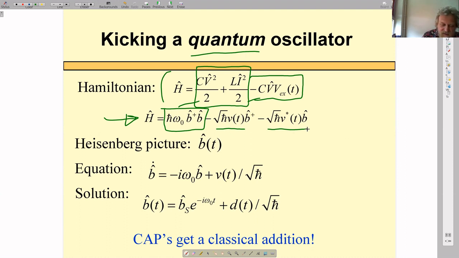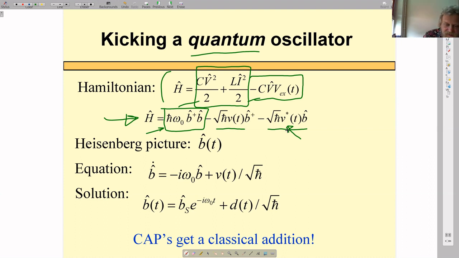Right, so this term is quadratic in creation and annihilation operators. This term is not. It's the first power of b and b dagger. We know that such operators annihilate or create photons, so we can conclude that a time-dependent voltage will create photons, change our number.